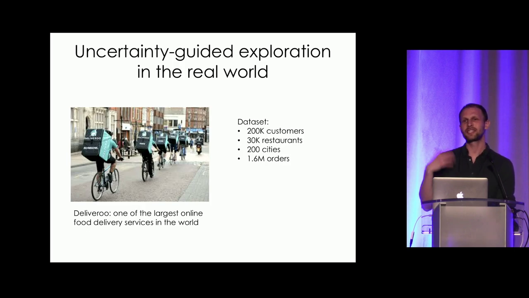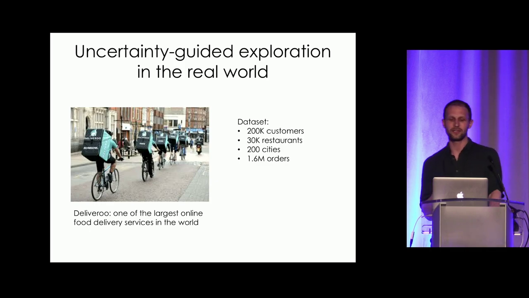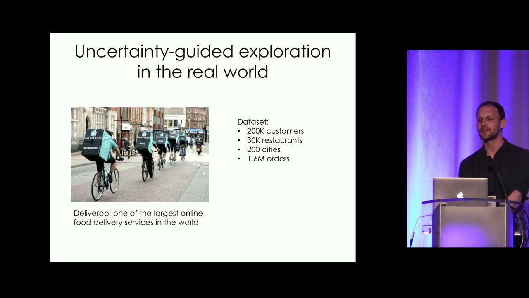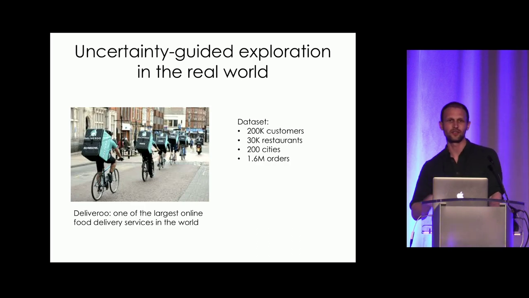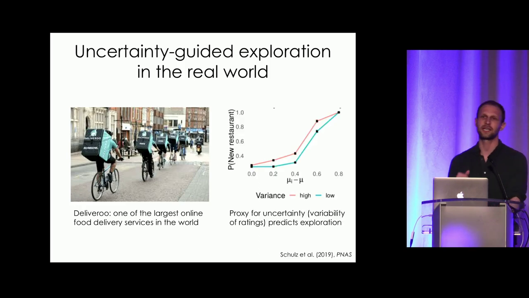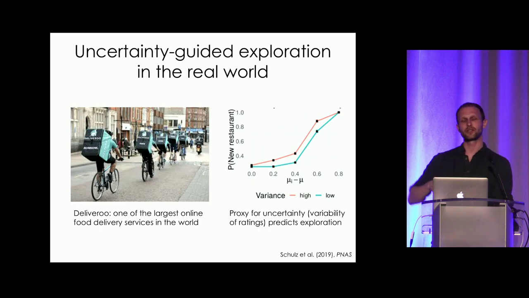And he basically just gave us a ton of data to look at these questions. So these are data from about 200,000 customers across 30,000 restaurants in 200 cities, a total of 1.5 million orders. We did a lot of different analyses of this, but I'm just going to show you a little bit of it. We were particularly interested in whether we could predict exploratory patterns where someone tries a new restaurant as a function of uncertainty.